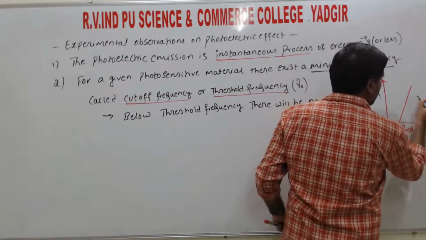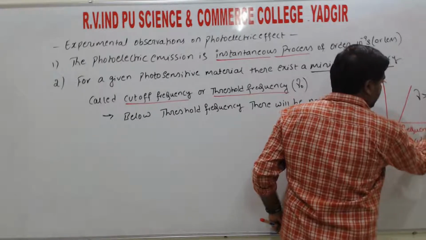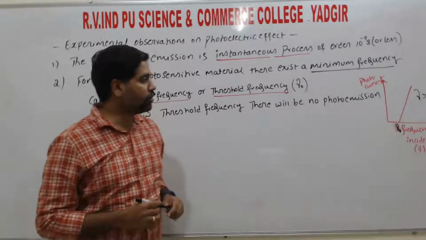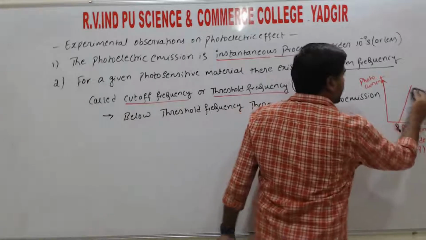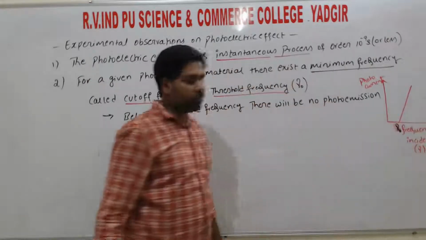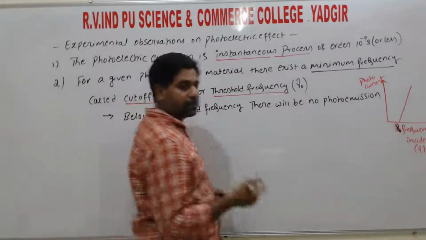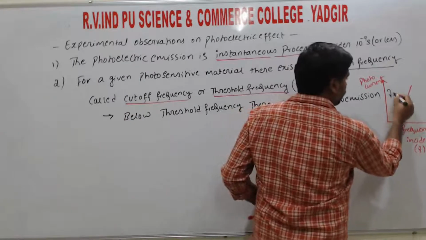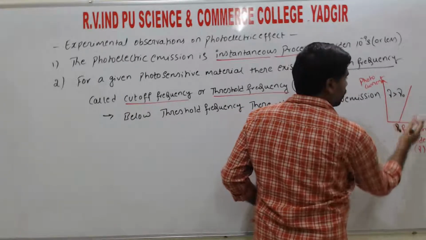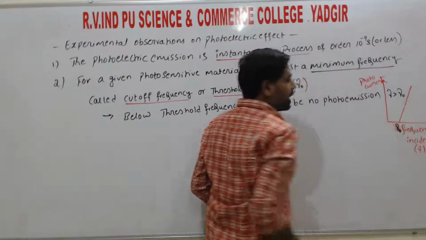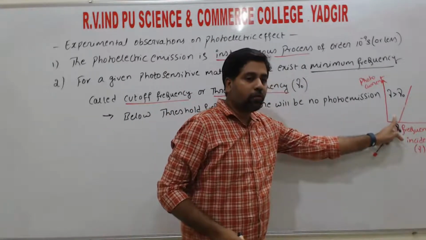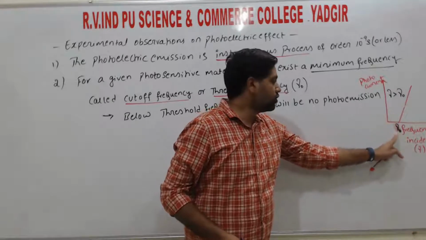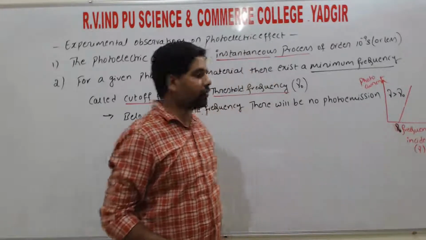So this is for nu greater than nu naught. Whenever nu is greater than nu naught, only then does the emission of photoelectrons take place. So here nu is greater than nu naught, that is, towards the right side of this linear curve. Towards the left side there will be no photoemission, right? So nu naught is the threshold frequency.